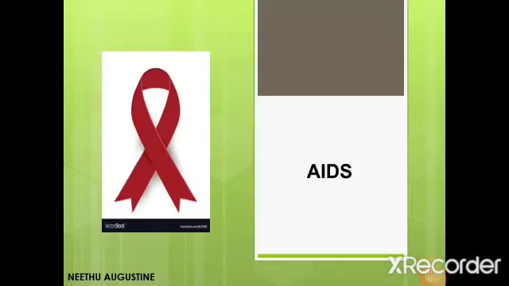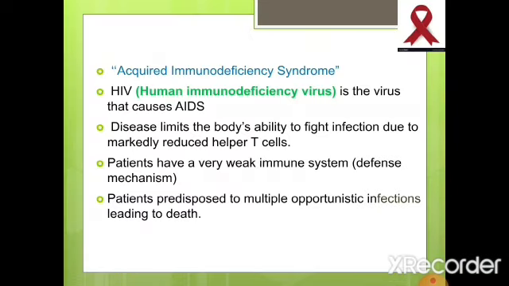Hello, today we'll discuss AIDS. Acquired immunodeficiency syndrome is caused by HIV, or human immunodeficiency virus. This disease limits the body's ability to fight infection due to the reduction in T helper cells. So the patients will have a very weak immune system and are predisposed to multiple infections leading to death.